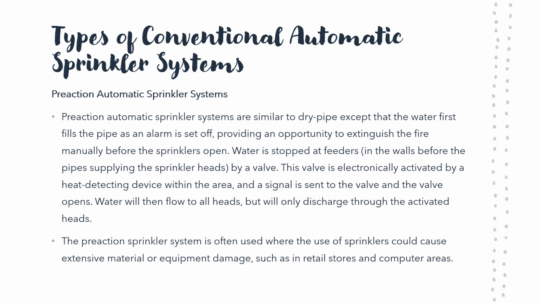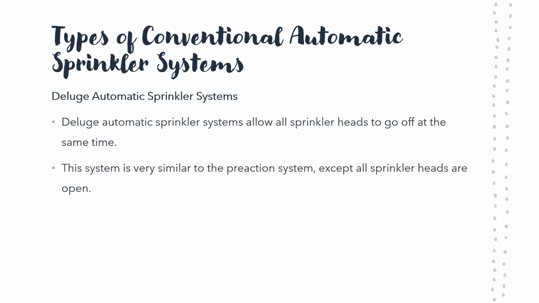The pre-action sprinkler system is often used where the use of sprinklers could cause extensive material or equipment damage, such as in retail stores and computer areas. The deluge automatic sprinkler systems allow all sprinkler heads to go off at the same time. This system is very similar to the pre-action system, except that all sprinkler heads are open.